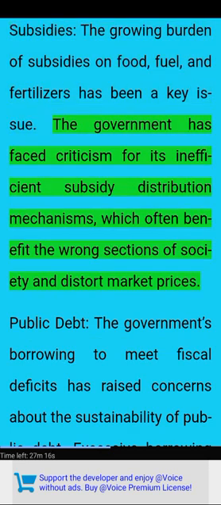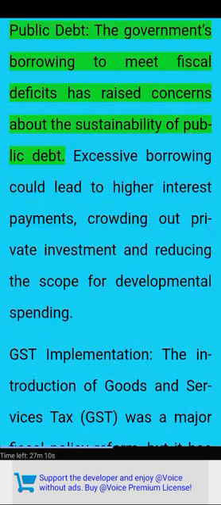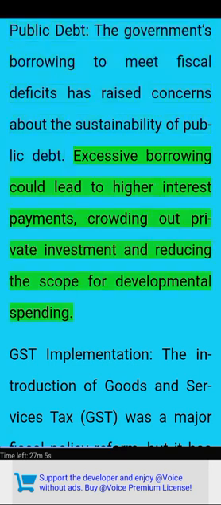The government has faced criticism for its inefficient subsidy distribution mechanisms, which often benefit the wrong sections of society and distort market prices. Public debt. The government's borrowing to meet fiscal deficits has raised concerns about the sustainability of public debt. Excessive borrowing could lead to higher interest payments, crowding out private investment and reducing the scope for developmental spending.